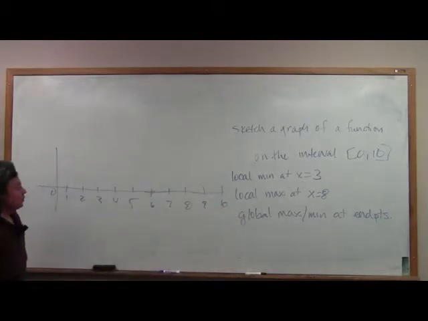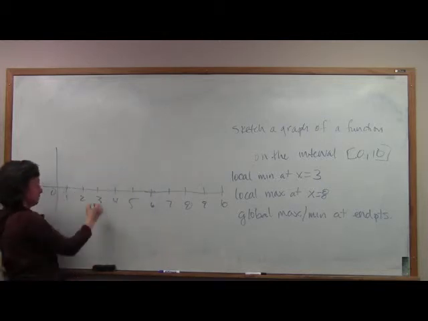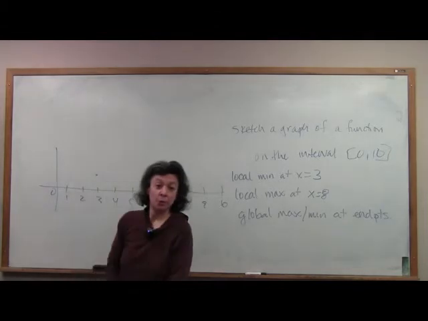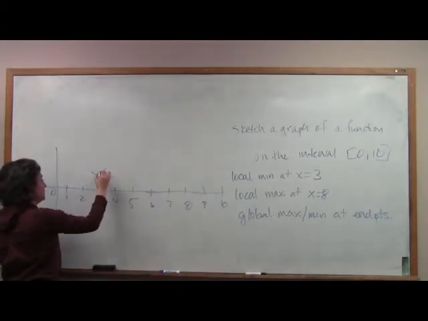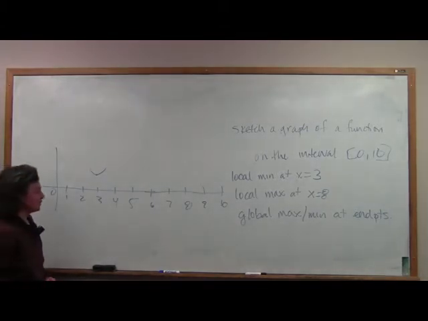Okay, and what do we know? We know it's going to have a local min at 3. I could draw that down here, doesn't matter. I'll just put them right there. What does it mean to have a local minimum at 3? What it means is my function is going to be going from decreasing to increasing. I just put that there as a placeholder.